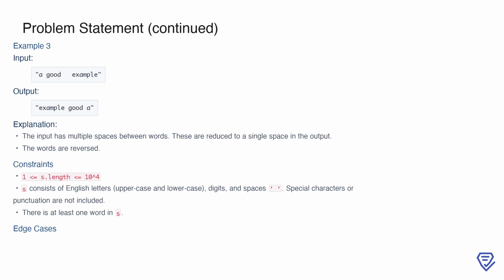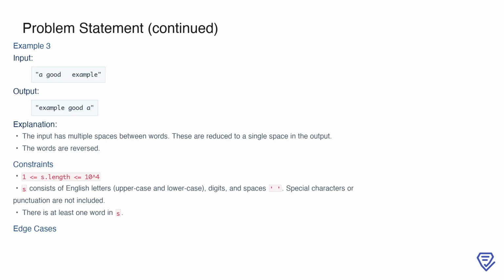Now consider a slightly different example, the input string "a good example". The output in this case would be "example good a". This example demonstrates two important things. First, multiple spaces between words in the input are condensed into a single space in the output. Second, the words themselves are reversed while maintaining this improved spacing.